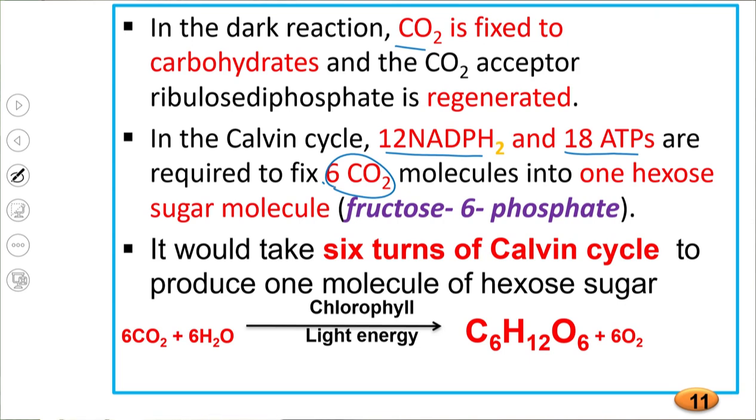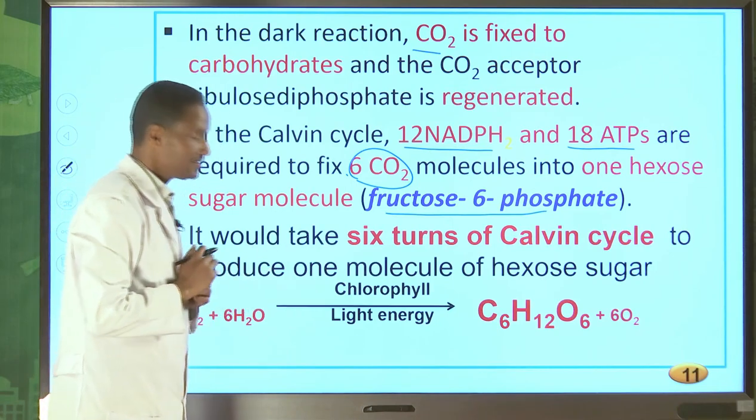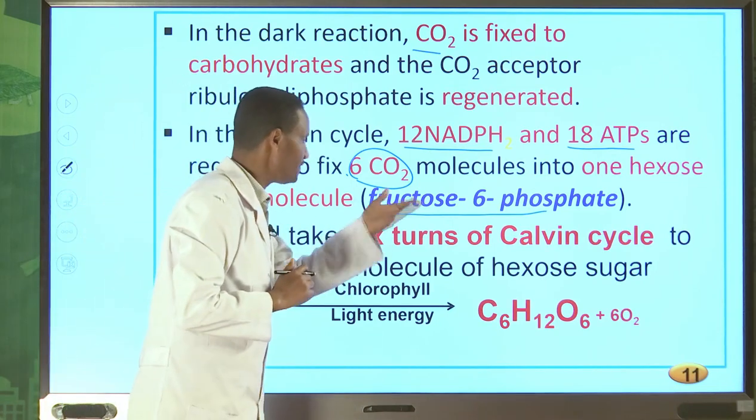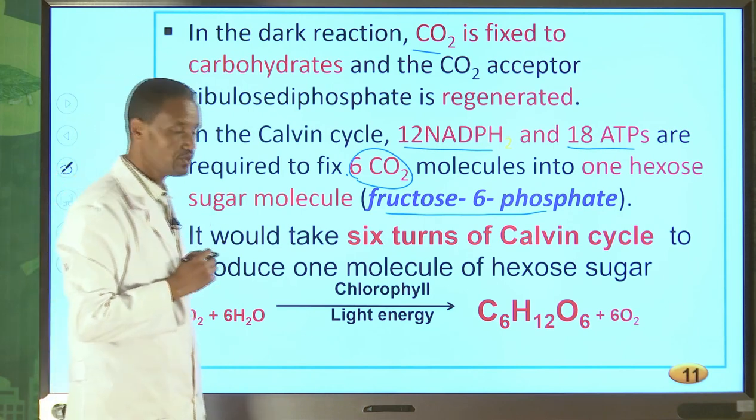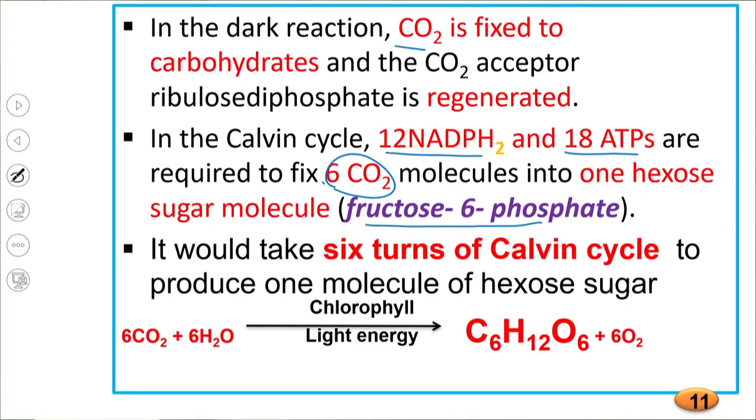In this process, fructose 6-phosphate can be produced. It takes 6 turns of the Calvin cycle to produce 1 molecule of hexose sugar from 6 carbon dioxide molecules.